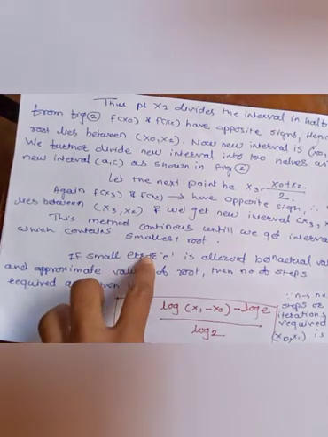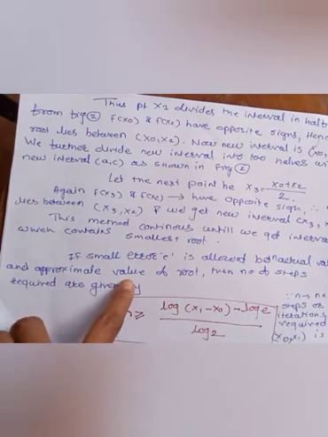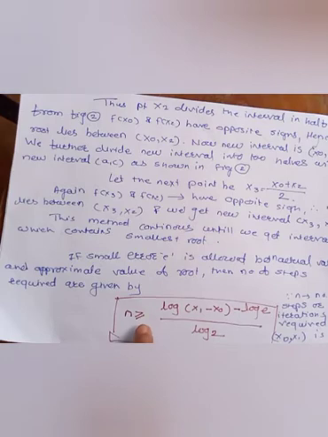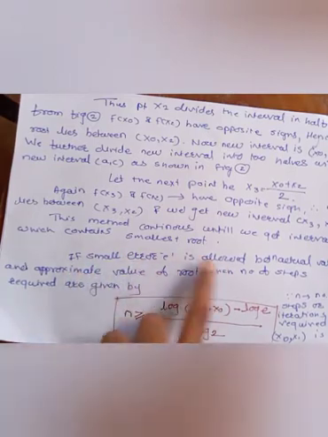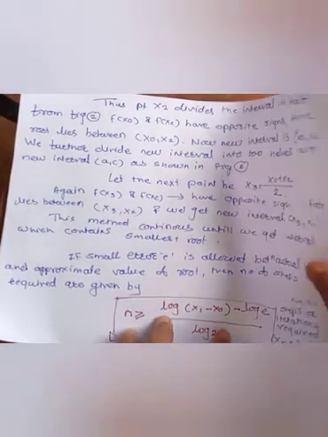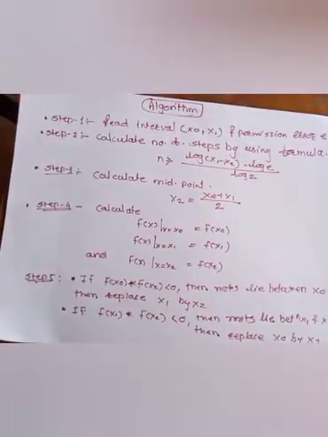If a small error E is allowed between the actual value and approximate value of the root, then the number of steps required is given by the formula n greater than or equal to log of (x1 minus x0) minus log E, where E is the error defined earlier, divided by log of 2. Here n is the number of steps or iterations required, and x1, x0 is the interval taken. So this is a generalized formula which is used to calculate the number of iterations we require. This is the mathematical explanation, which is not our aim.